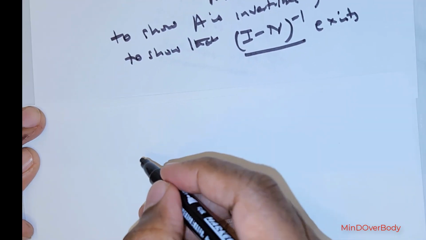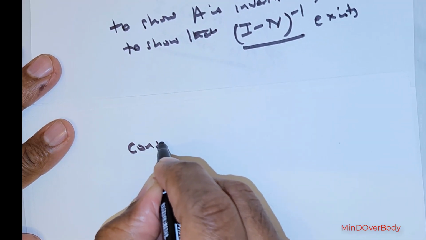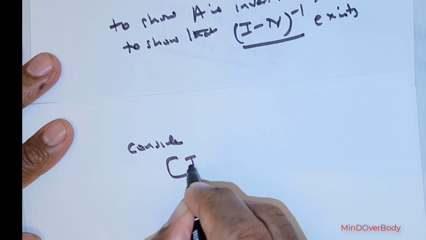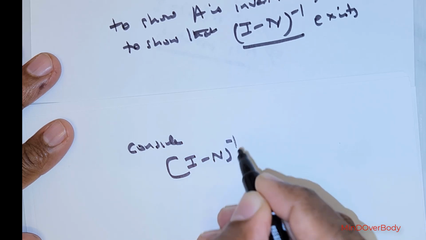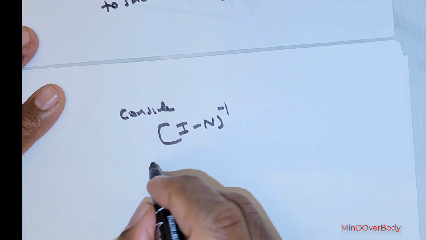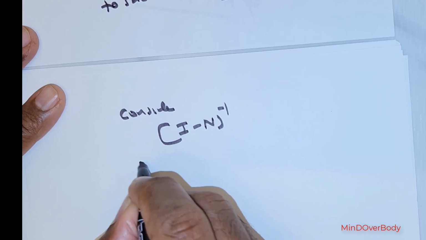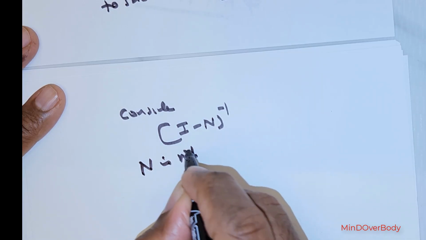Now let me consider (I minus N) raised to the power of negative 1, before going to that statement. Now N is nilpotent, right?